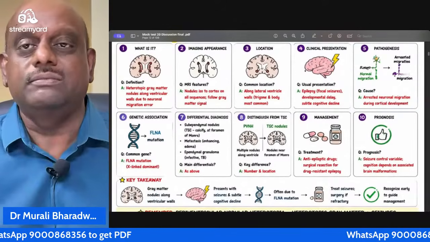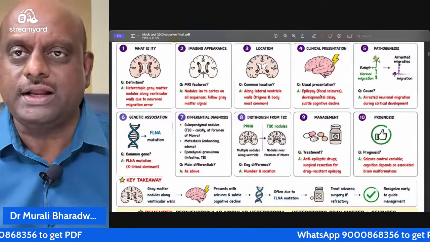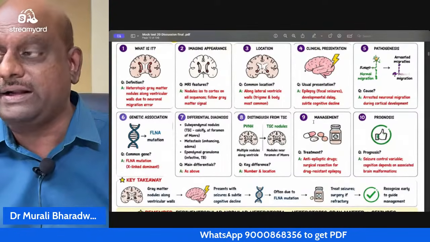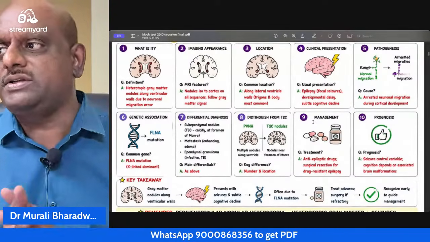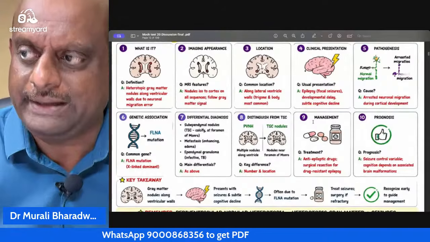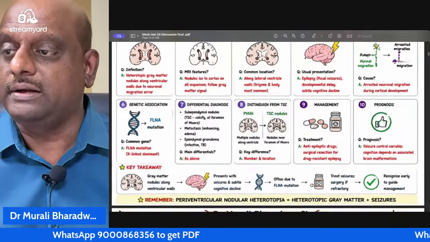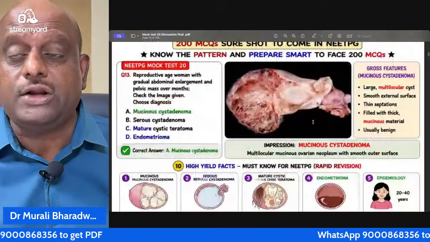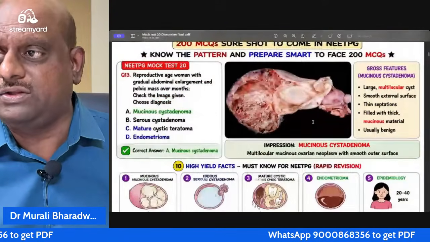So I leave a few important histological features, differential diagnosis, and the characteristic points, 10 points that you need to basically remember. Now, doctor, reproductive age women with gradual abdominal enlargement and pelvic mass over months.